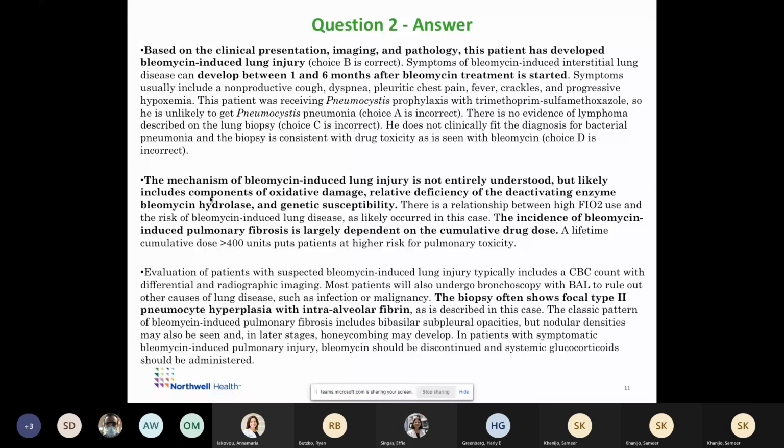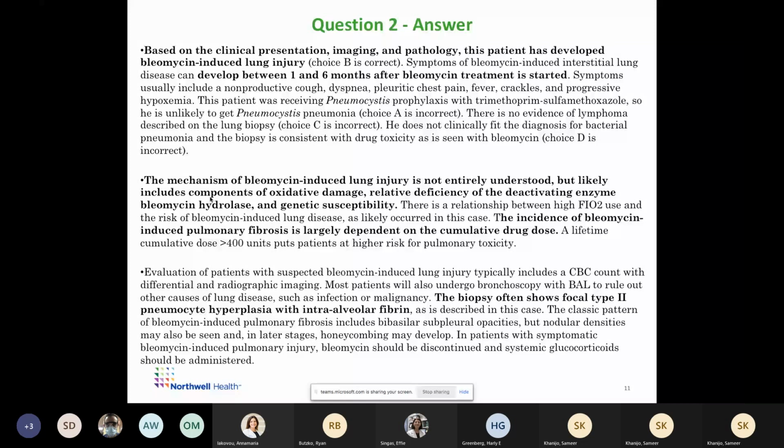So if they're aiming for cure, then that may be more important, and we may tolerate a little bit more abnormality in pulmonary function. But if the treatment is not meant to be curative and is maybe palliative or to delay progression, then maybe that's something that we have to consider a little bit more.